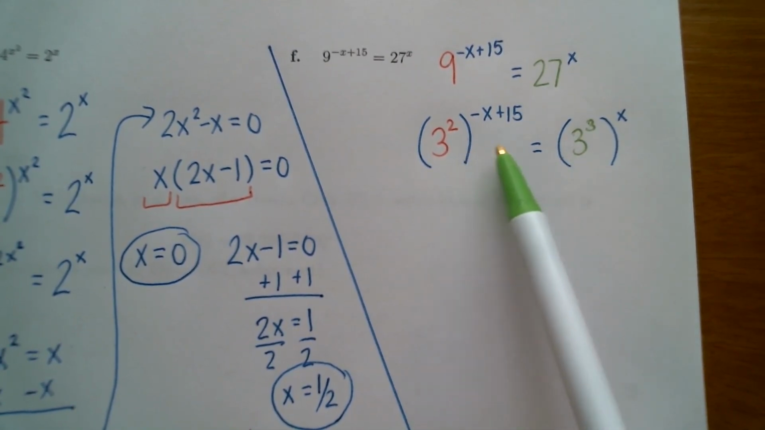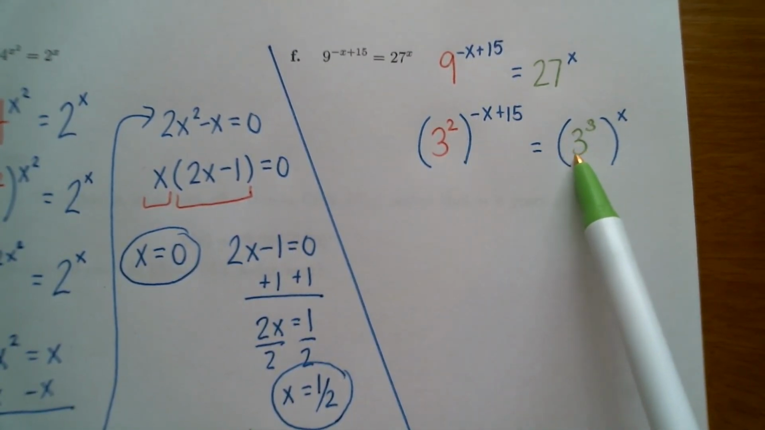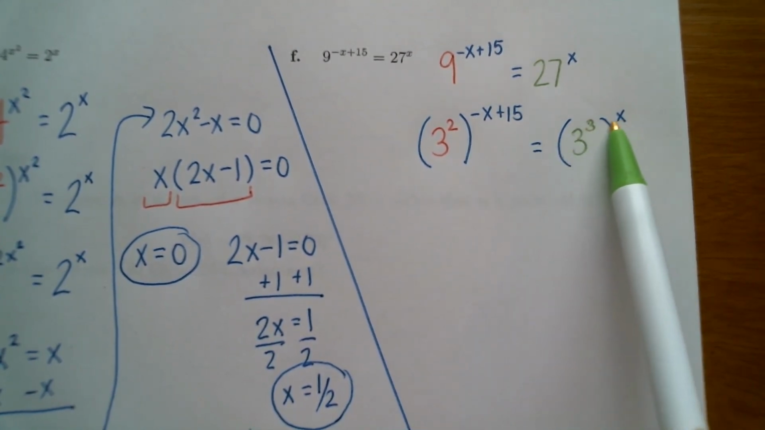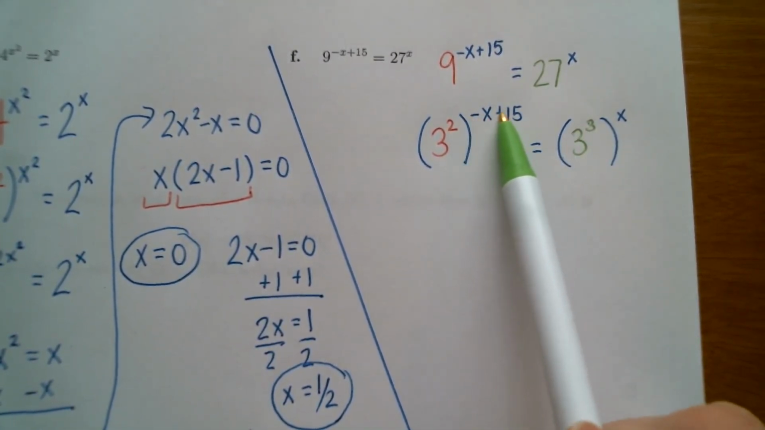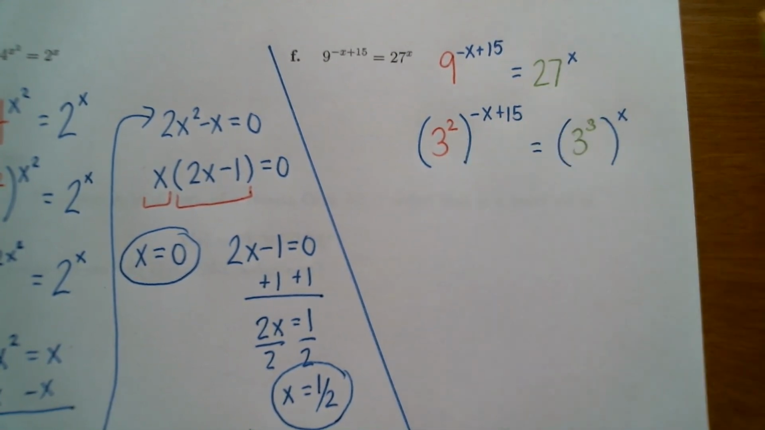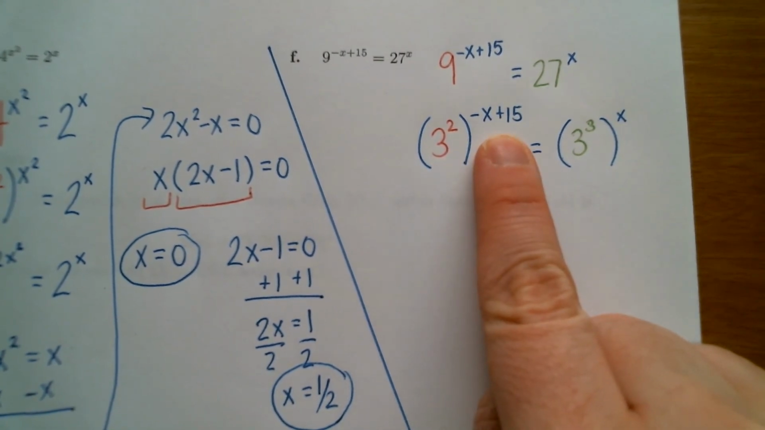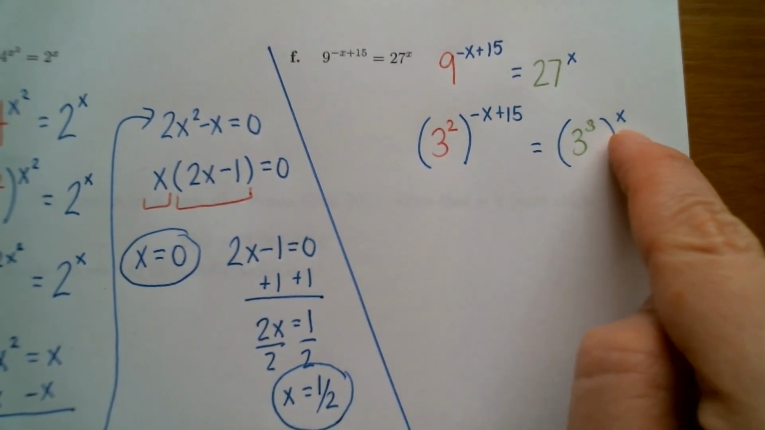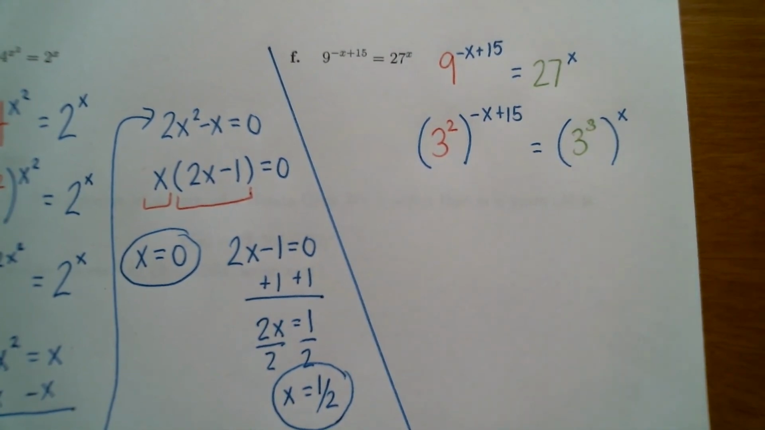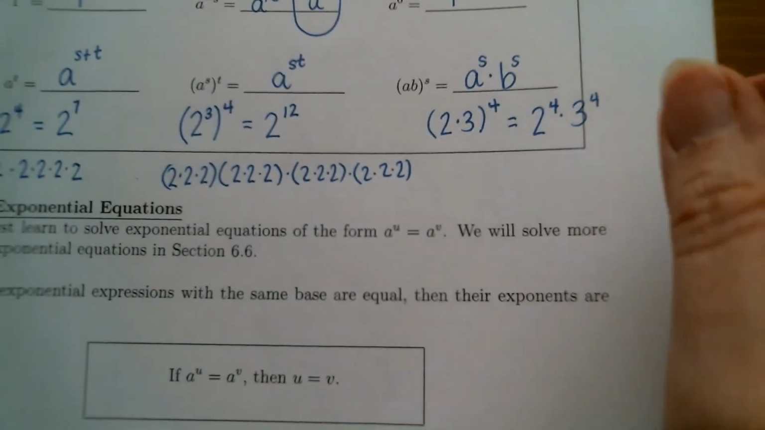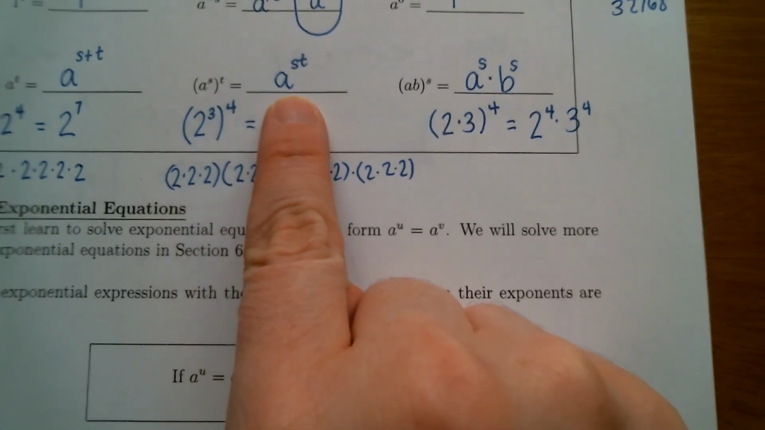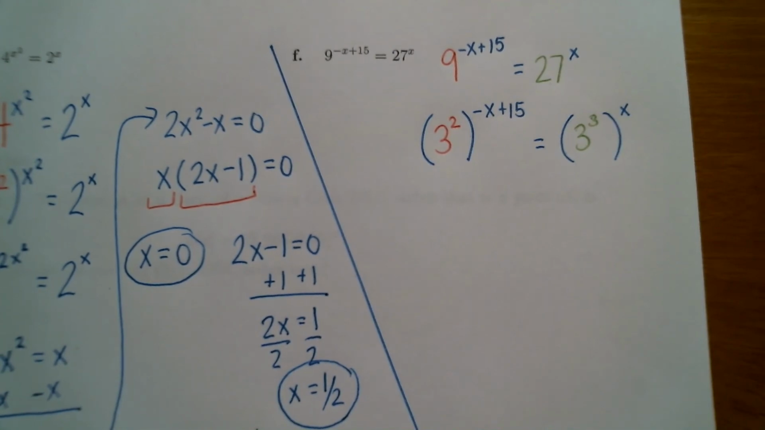You cannot equate the exponents yet because you need to simplify the exponents before moving on. We've got to simplify these. Once you've got the exponents simplified, after getting identical bases, then you can equate the exponents. So remember, this is a power raised to a power. This is a power raised to a power. Law of exponents. Power raised to a power, multiply the exponents. So let's do that.